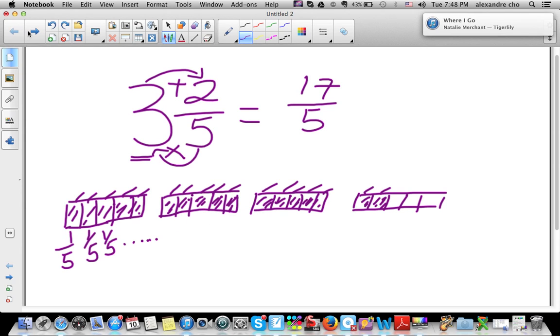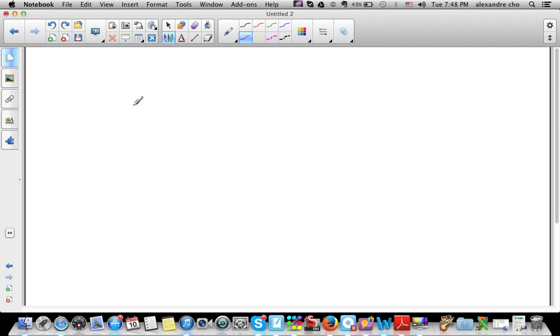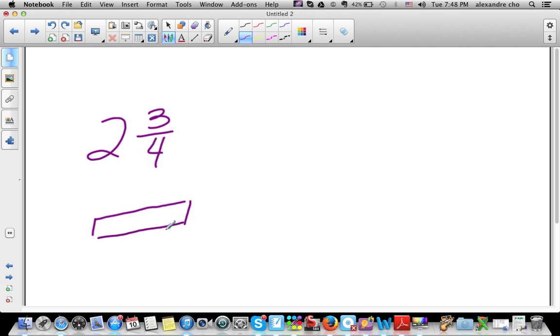Okay, so I'm going to do one more. I'm not going to use big numbers. So 2 and 3/4, using pictures, which is what I asked you to do in class today. Here is my 1, 2, and we're going to cut it in fourths because my denominator here is fourths. So here's a chocolate bar again. In this case, they're all cut into fourths. So 1/4, 2/4, 3/4, 4/4.